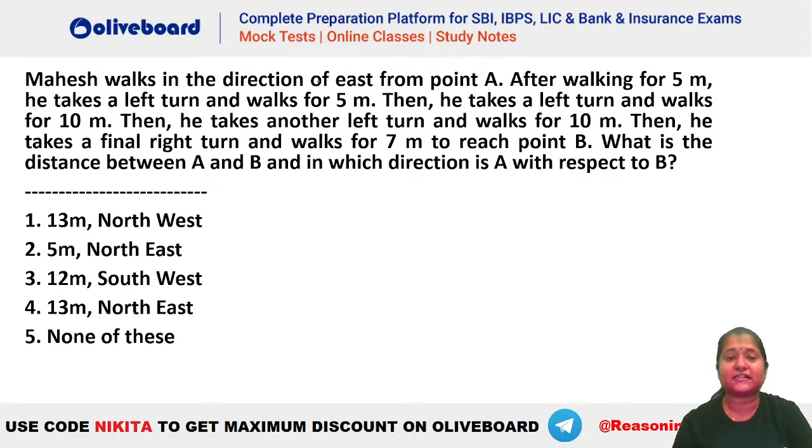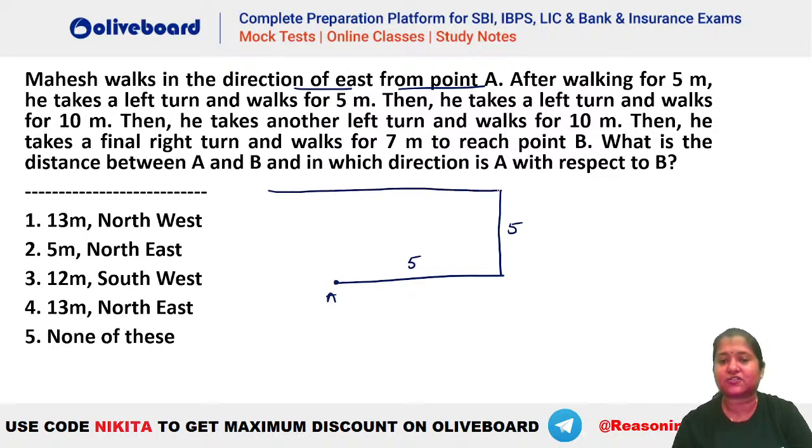So Mahesh walks in a direction of east from point A. मान लो ये point A है. So yes, Mahesh walks in this direction. After walking for 5 meters, let's say this is your 5 meters. He takes a left turn and walks for 5 meters again. This is your 5 meters again. Then he takes a left turn and walks for 10 meters. So here you can see from here he takes a left turn and walks for 10 meters. कुछ इस तरह से गया मान लो. ठीक है, यहाँ तक पहुँच गया.